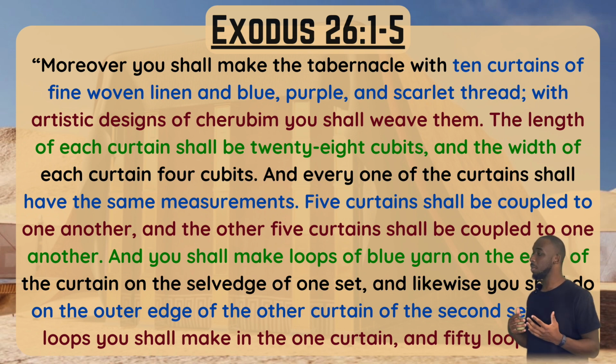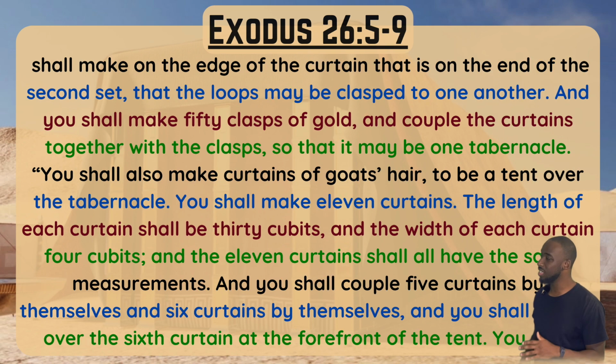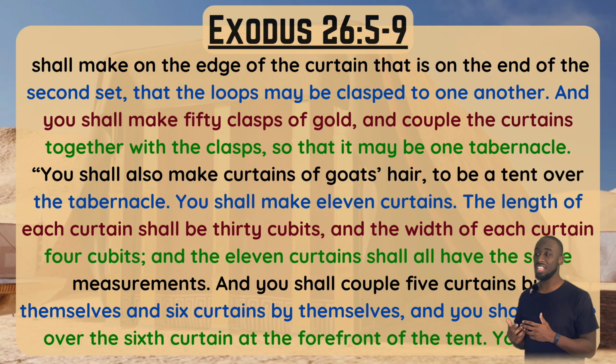Now 5 curtains shall be coupled to one another, and the other 5 curtains shall be coupled to one another. And you shall make loops of blue yarn on the edge of the curtain, on the selvage of the one set. And likewise, you shall do on the other edge of the other curtain of the second set. 50 loops you shall make in the one curtain, and 50 loops you shall make on the edge of the curtain that is in the end of the second set.